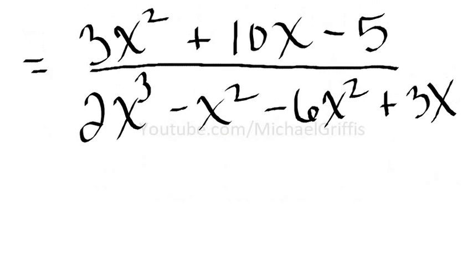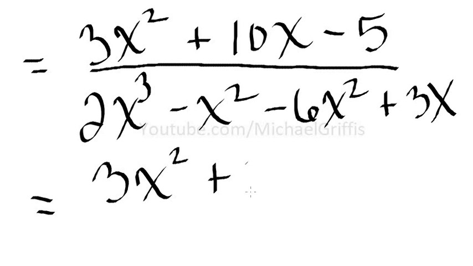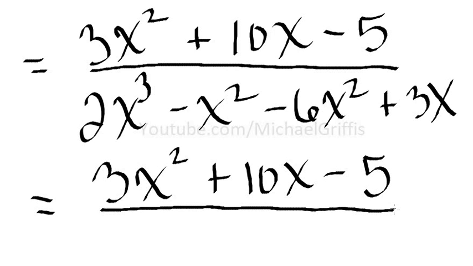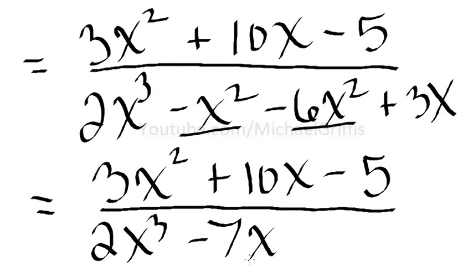Okay, so let's collect up our like terms. So just rewrite the top. And over, so we have, let's see, 2x cubed. We have a minus x squared, a minus 6x squared, that's minus 7x squared. And plus 3x. Yep, that's it.